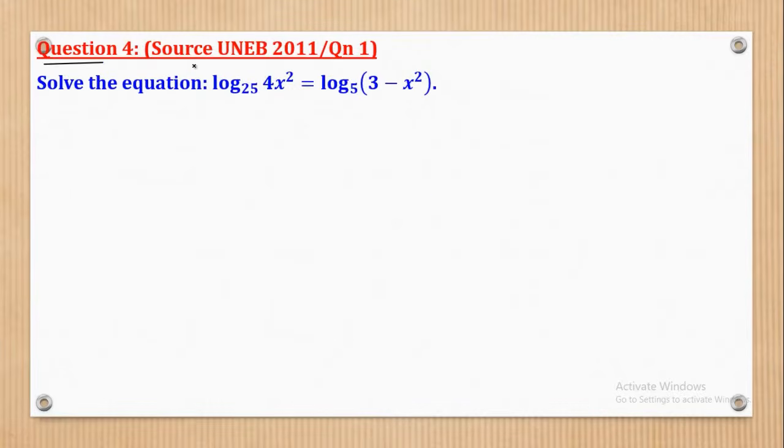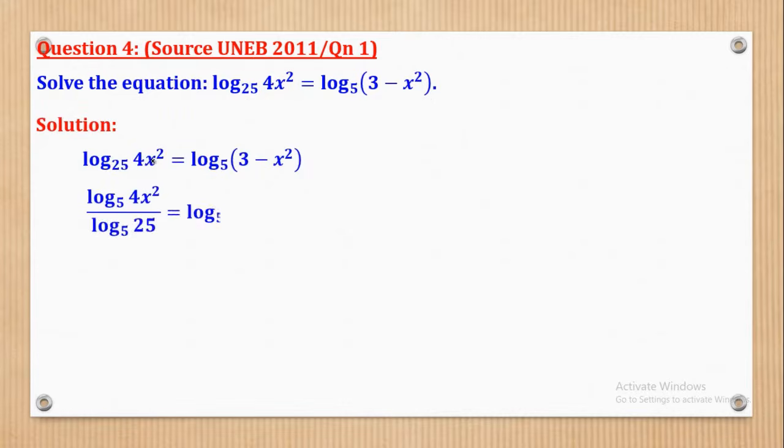Now question 4 came from UNEB 2011 paper 1 question 1 and says, solve the equation this. So this is what was given. Next is to make them under the same base. So this is base 5, this is base 25. So I'll change this to base 5 by saying log base 5 of this divided by log base 5 of that, which is this.